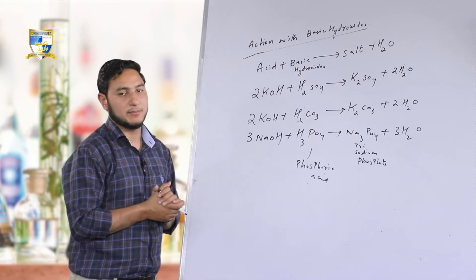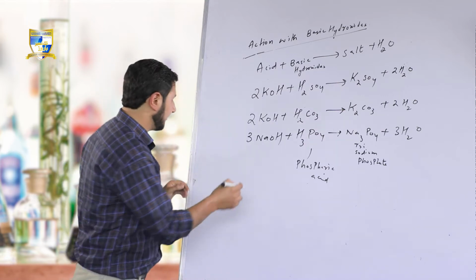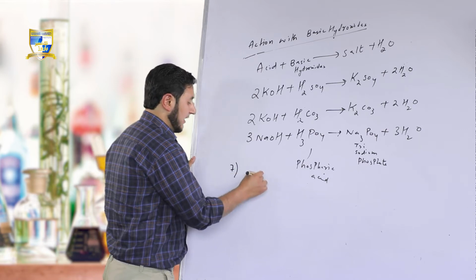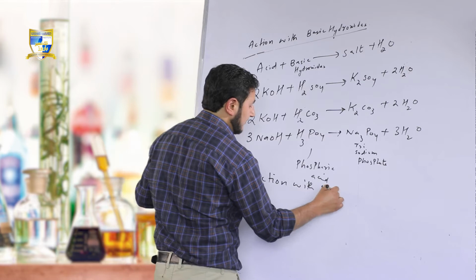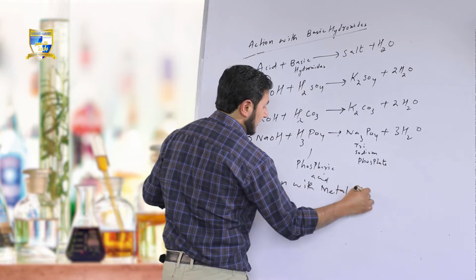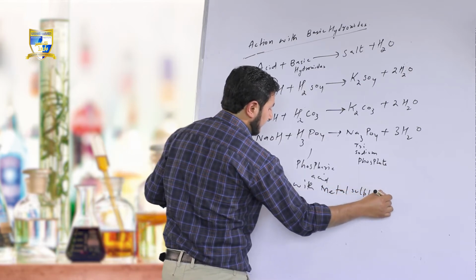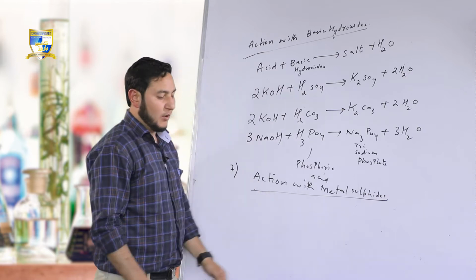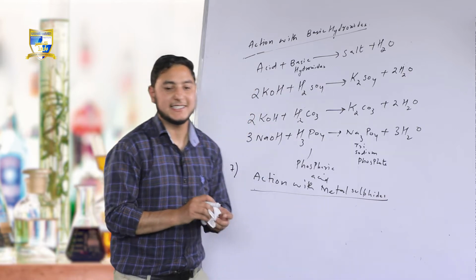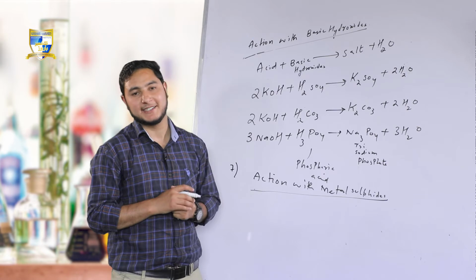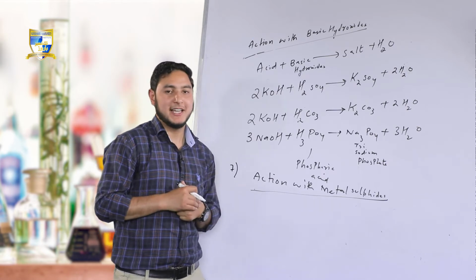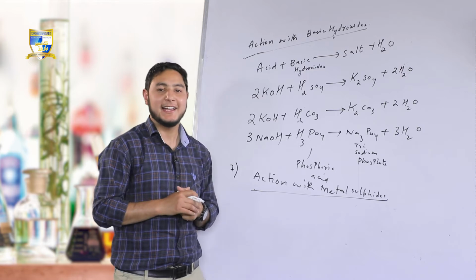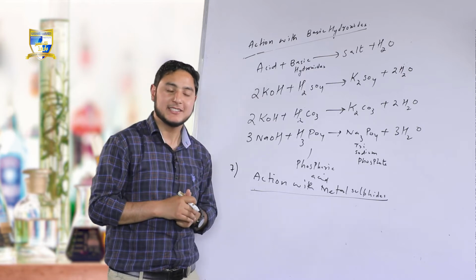Now the last chemical property of acids, that is, action with metal sulfides. What happens when acids react with metal sulfides? When acids react with metal sulfides, they form salt and liberate hydrogen sulfide gas.